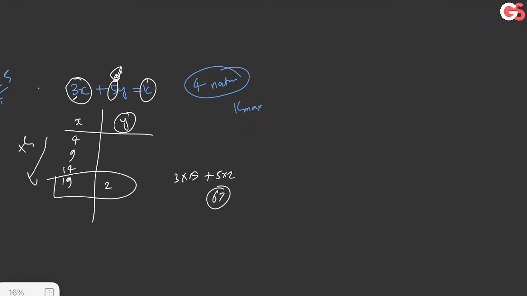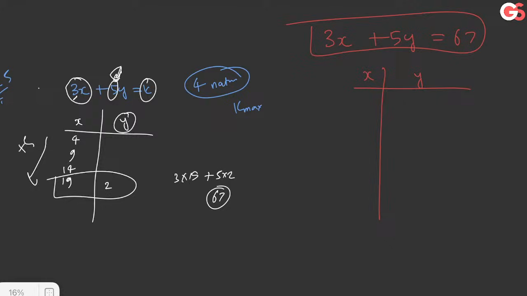See, 3x plus 5y is 67. Now the reason will become clear. Ankit, look, we solve for x and y. Aditya, you will understand it now. See, listen to me carefully. Let's verify it, and the reason will become really obvious. So here the value of x is going to be (67 minus 5y) upon 3. Is that right?